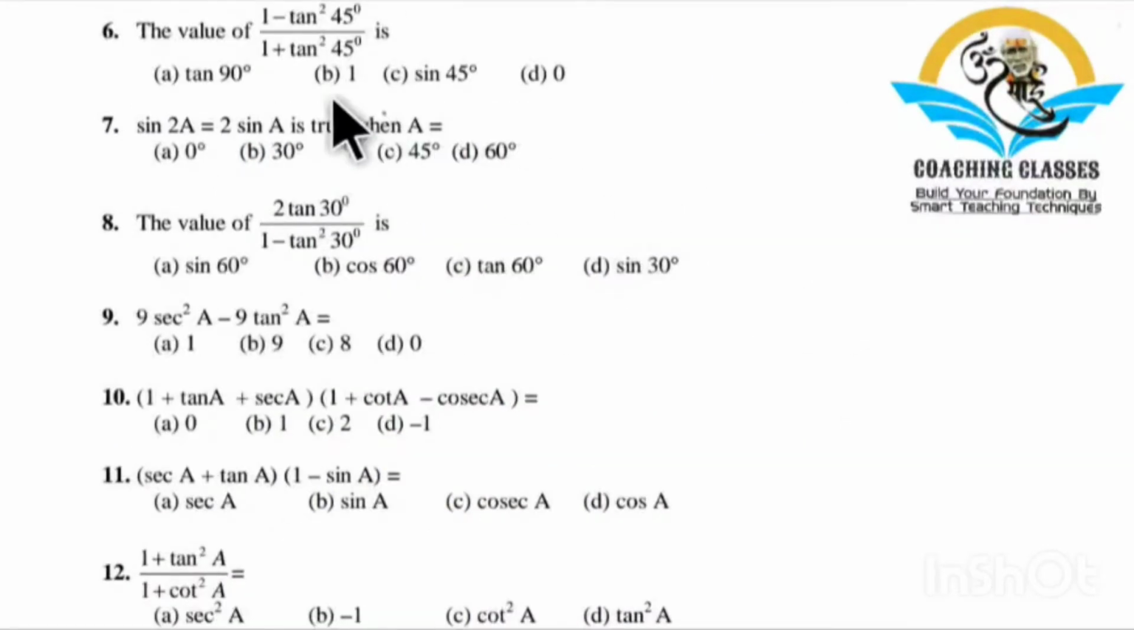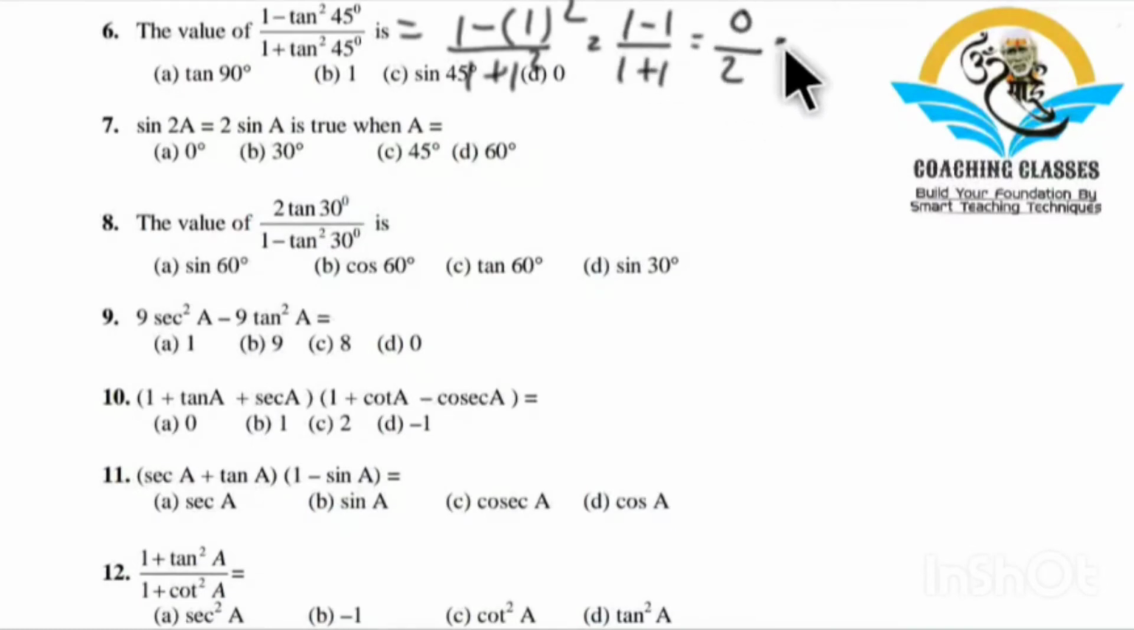Next, question number 6: the value of 1 minus tan square 45 upon 1 plus tan square 45 is. Here you have to keep the value. You know that tan 45 is 1. So 1 minus 1 upon 1 plus 1. You know that 1 minus 1 is 0 upon 2, that is 0. Then here option D is correct.